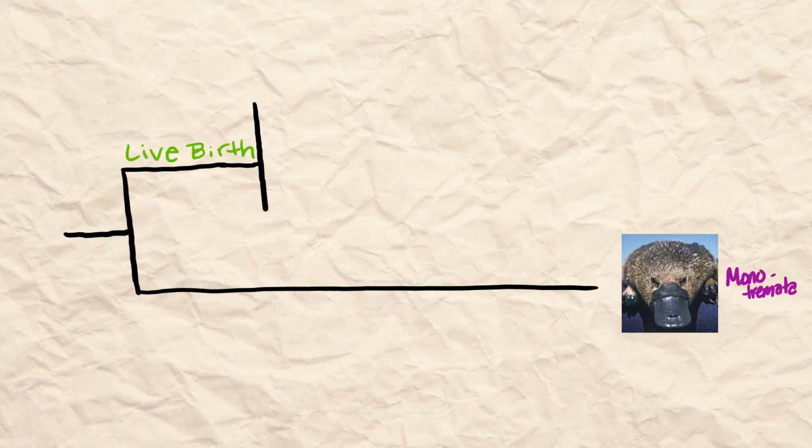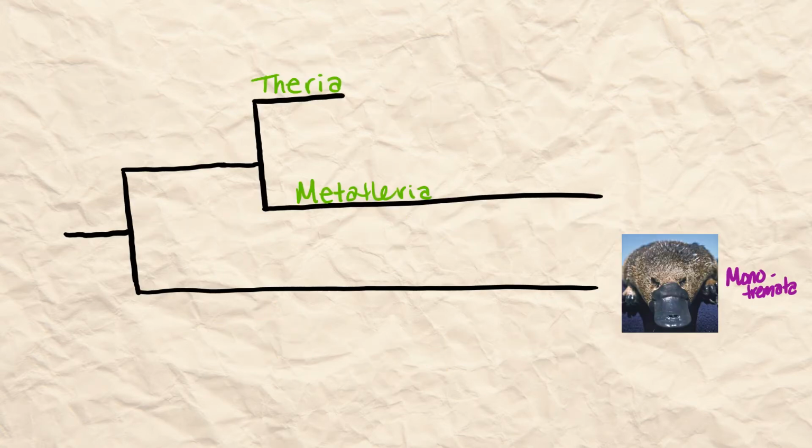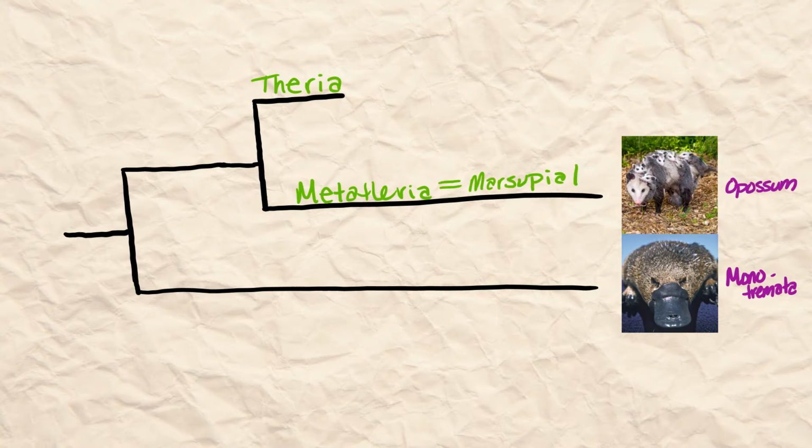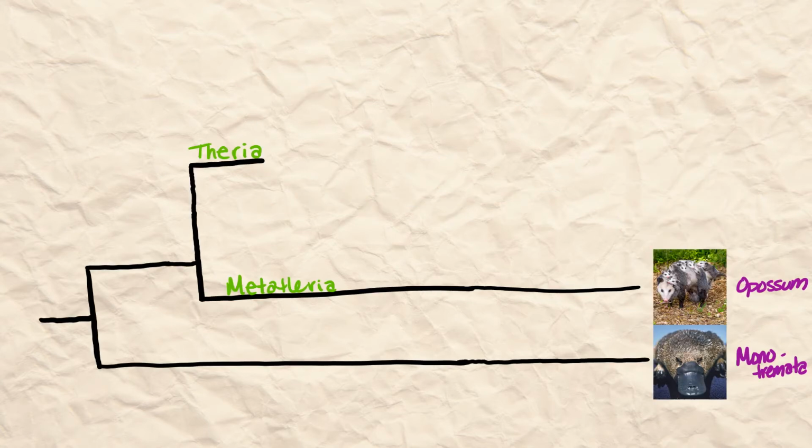Mammals that give live birth are either Metatheria or Theria. Metatheria are marsupials such as opossums, who give birth to underdeveloped live young who leave the womb only to crawl into a pouch where they will continue to develop for some time before they are able to survive outside the pouch. Theria, on the other hand, have offspring that are completely developed and able to survive outside the womb at birth.